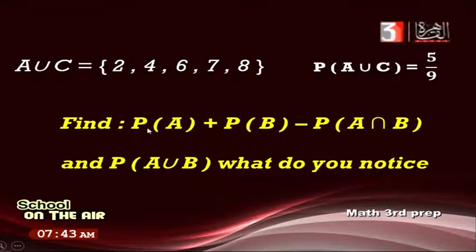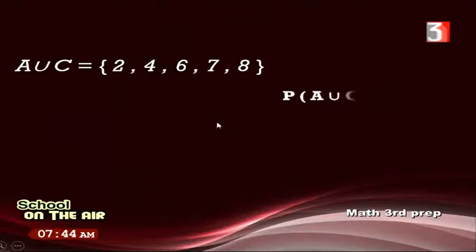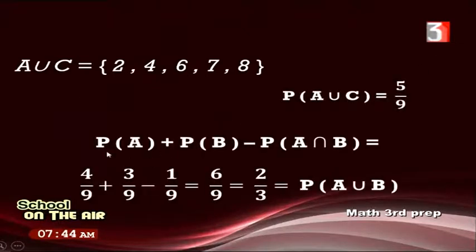Search for P of A plus P of B minus P of A intersecting B, and P of A union B. What will you deduce? P of A plus P of B minus P of A intersecting B equals 4 over 9 plus 3 over 9 minus 1 over 9 equals 6 over 9 equals 2/3. What does it mean? It means that P of A union B equals P of A plus P of B minus P of A intersecting B. This is our rule.